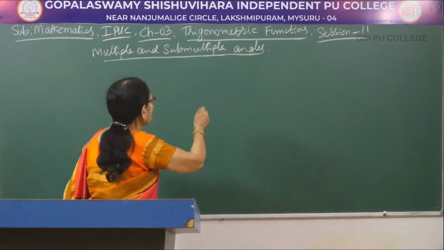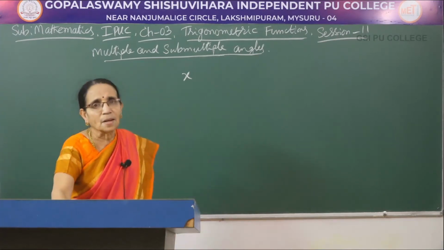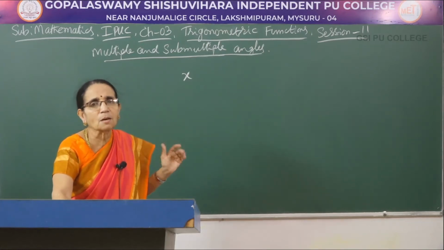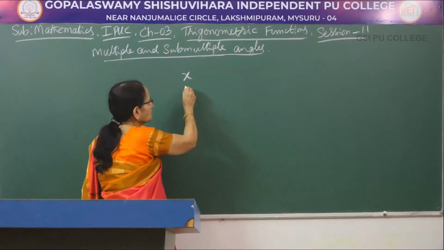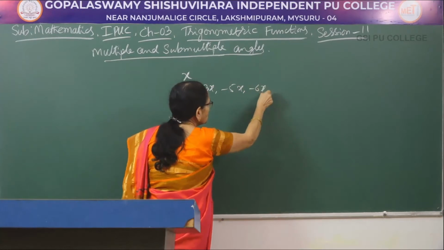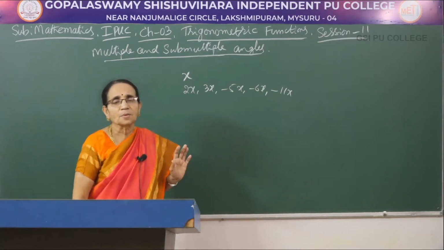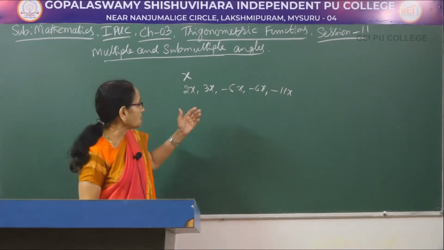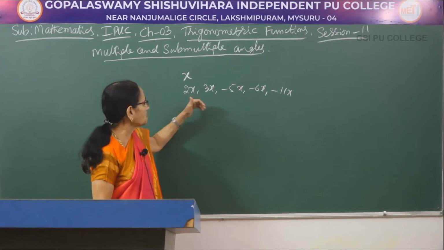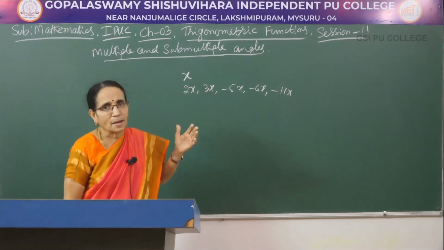Suppose you consider an angle x or any angle theta, generally we take it as x. Consider an angle x. When it is multiplied by an integer, it may be a positive integer or negative integer, so suppose you multiply, that is 2x, 3x, minus 5x, minus 6x, minus 11x, something like that. All of them are called multiple angles of angle x. That is, when it is multiplied by an integer, we call it so many times. X has been multiplied by itself 2 times, that is the meaning. So, when it is multiplied by some integer, it is called a multiple angle.